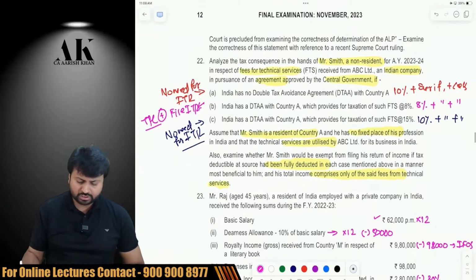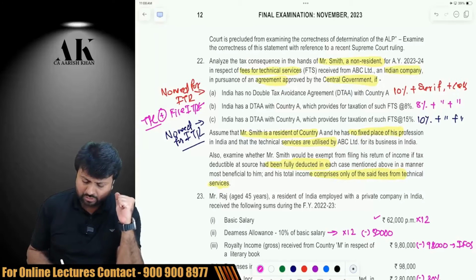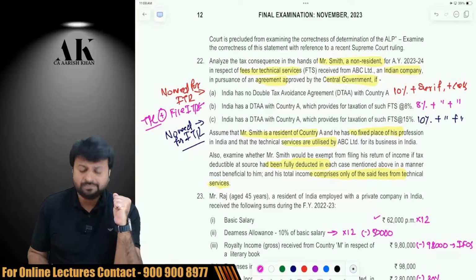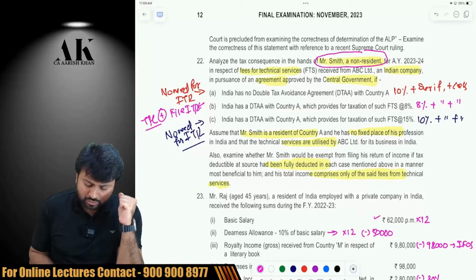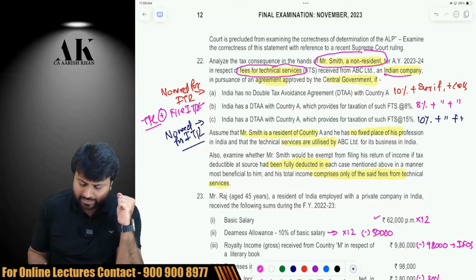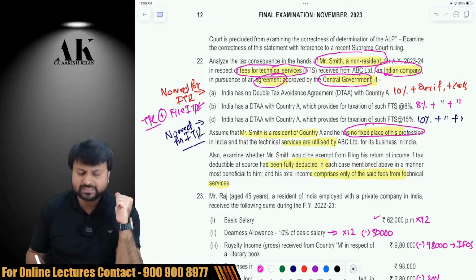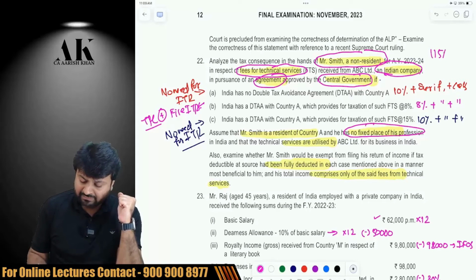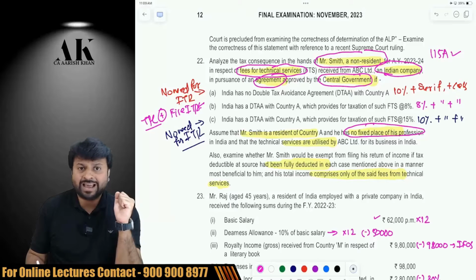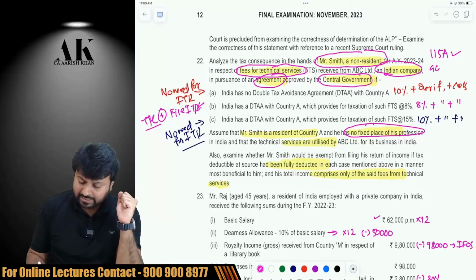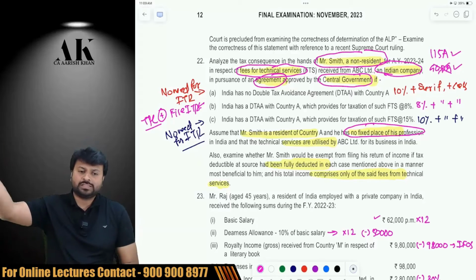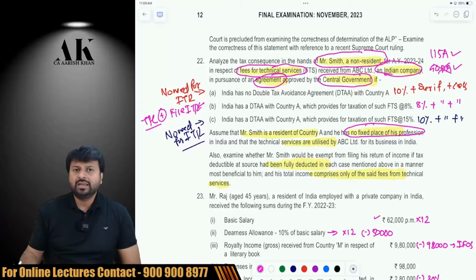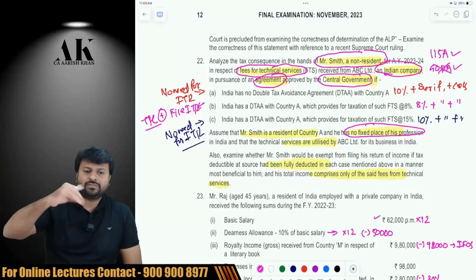Okay. The next question, question number 22. Question number 22 talks about a non-resident. There is a non-resident Mr. Smith who is providing some FTS services to an Indian company, and there is an agreement which is approved by the central government, and this non-resident does not have any fixed place of business in India, and therefore section 115A will apply. If this non-resident had a fixed place of business in India, then section 44DA would have applied. Here 44DA cannot apply because the non-resident assessee does not have a fixed place of business in India. It is providing services directly from outside India.